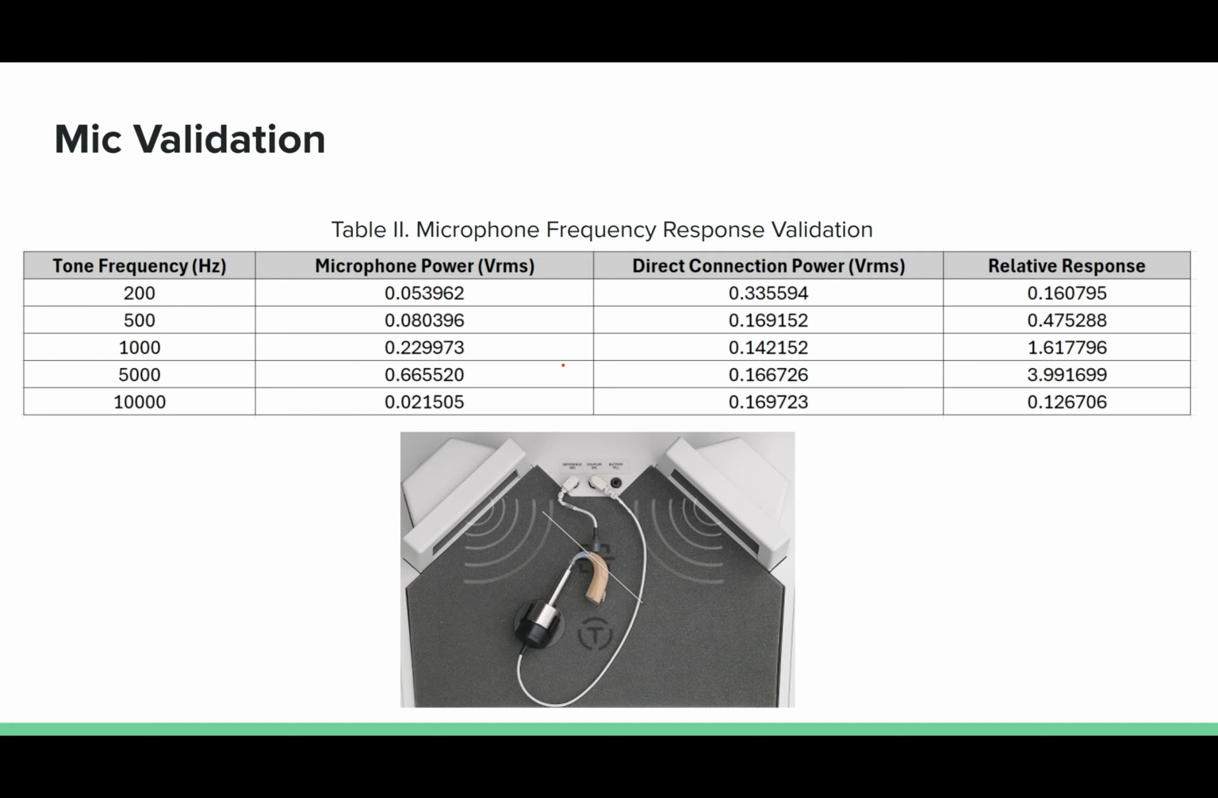In addition, before beginning the main experiment, I validated the microphone's frequency response by comparing signal levels at known tone frequencies between a direct DAC connection and the mic setup. The relative response ratio ranged from 0.13 to 4.0, which demonstrates that some frequencies were captured better than others, and this validation ensured that the mic behaved consistently across the frequencies of interest.